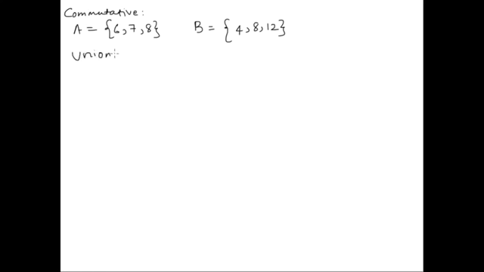So let's start with commutative property. Let's consider A is equal to some set {6, 7, 8}, and B is equal to some set {4, 8, 12}. Now, commutative property of union of sets means A union B is equal to B union A. So let's see what A union B is.